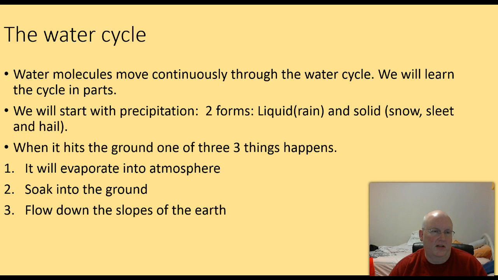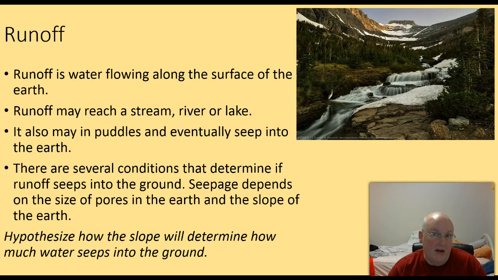And those things are listed there. It'll soak into the ground, it'll evaporate back into the atmosphere, or most importantly for this chapter, it'll flow down the slopes of the earth. So flowing down the slopes of the earth, of course, is called runoff. And I found a nice little picture of runoff as the snow melting is coming down the hill. It forms a nice little stream, really high quality picture there.